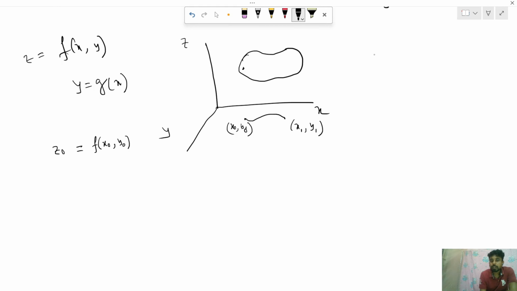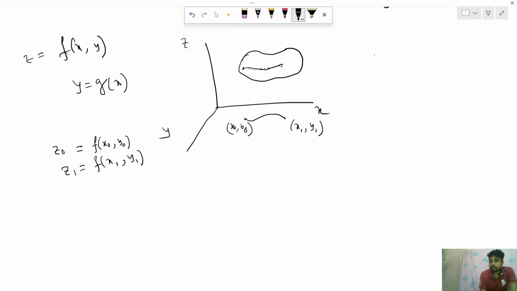Similarly, if I put here x1, y1 in that function, we will get a z1, and z1 is basically f of x1, y1. So this will be z1. And if I consider all the points along this curve, then we will get some z here. And if I connect this, there will be a curve.